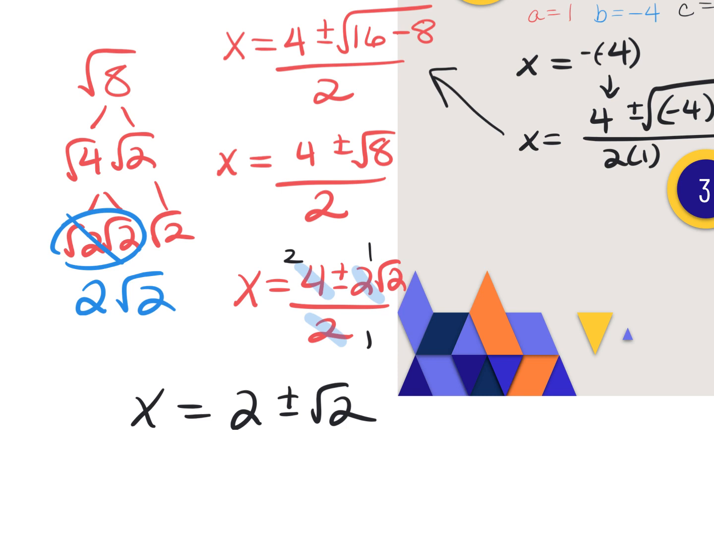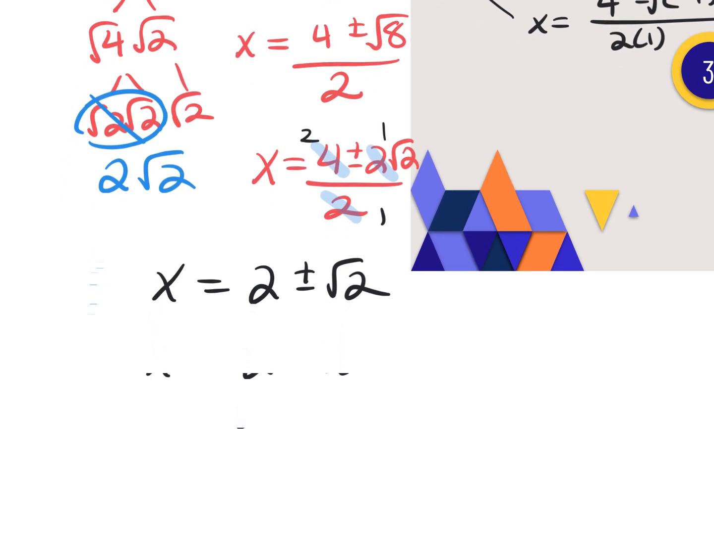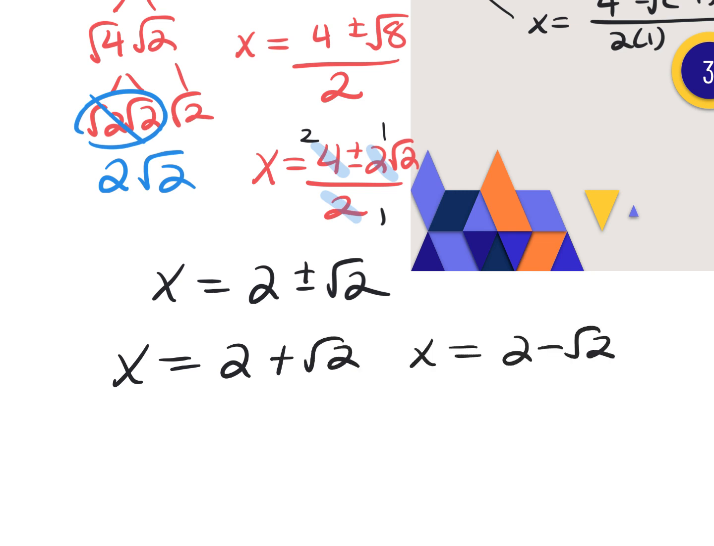On the quiz, you can leave your answer like this. You could also pull it apart. You can also write 2 plus the square root of 2 and 2 minus the square root of 2.